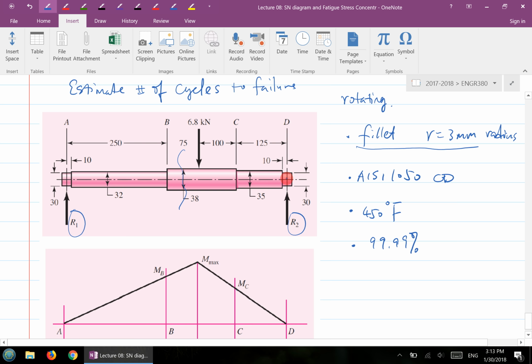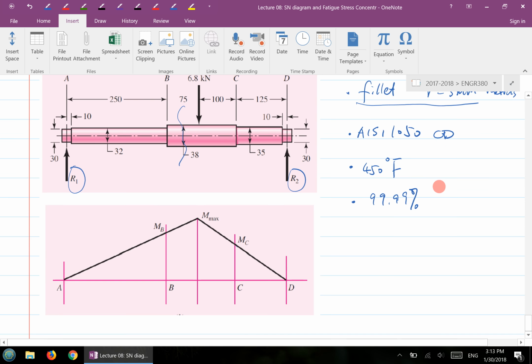B, right? Yeah, because B has a higher bending moment, and both B and C have the same notch radius. So B will be the most critical location. This is why we'll only look at the B location. Now you might ask a question.